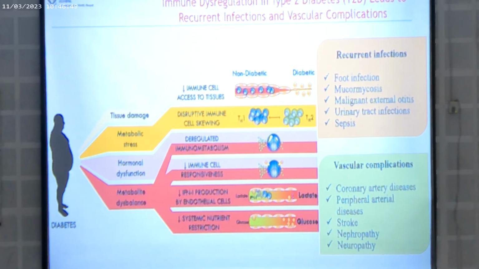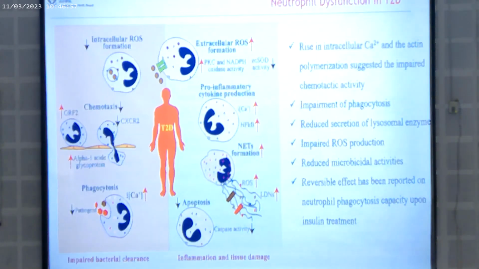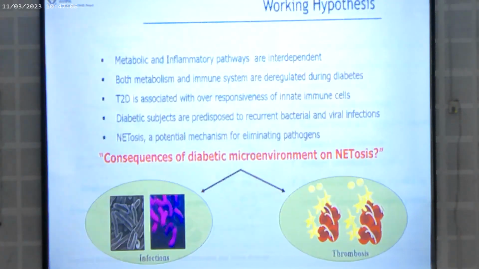So we study two things here. One is NETs, diabetes, and the recurrent infections, and another one is NETs, diabetes, and the vascular complications. These are the two systems we study here. This is again saying that the neutrophil functions are lost in case of diabetes, and then we study more into mechanisms, diseases, and all. So this is our working hypothesis.